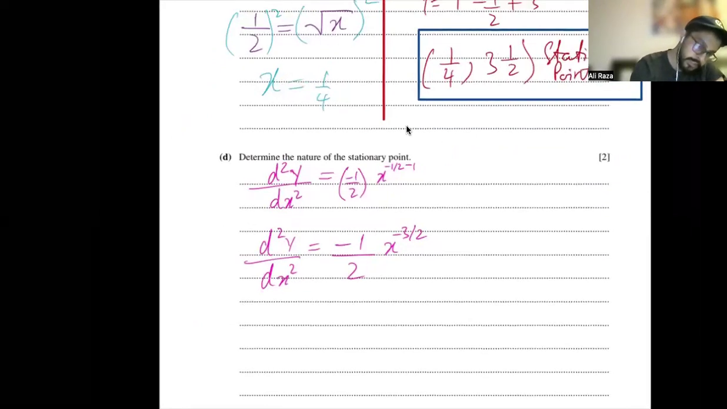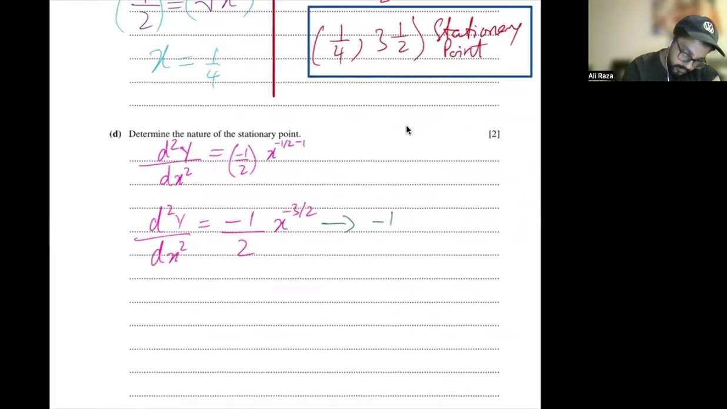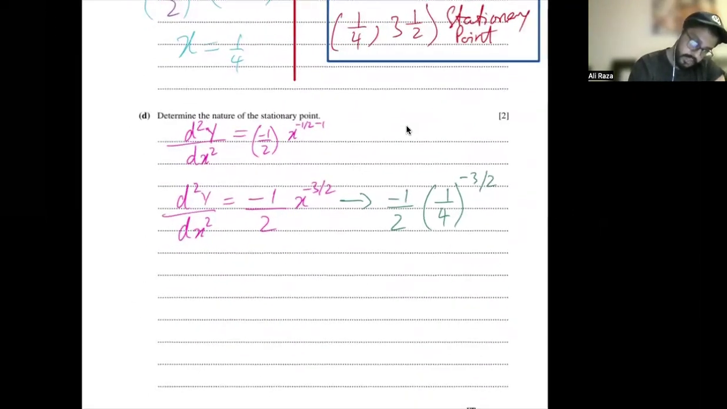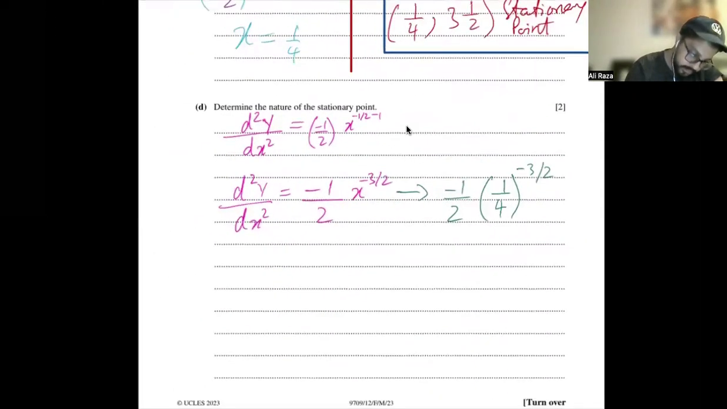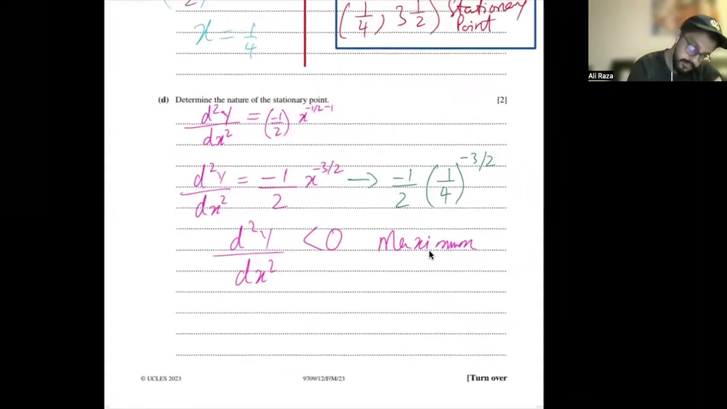We'll plug in the stationary value of x. Now this would result in a value less than 0, since it's a negative value. So the nature would be maximum for the turning point.